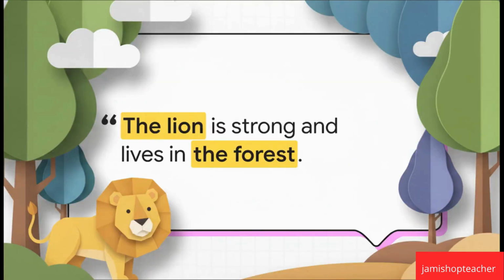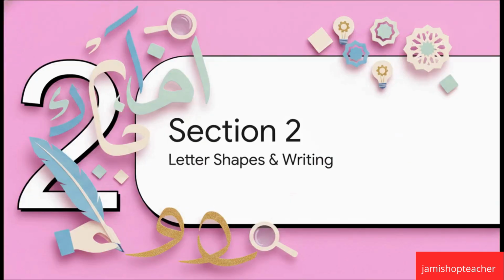But our incredible sources don't just stop at the isolated word. They actually build these great little mini-narratives. Read this quote with me. The lion is strong and lives in the jungle. By placing the letter Aleph and the word Asad into a clear, engaging mini-story, we anchor the letter into the learner's mind so much faster than we ever could through parrot-like repetition. Context is king here.